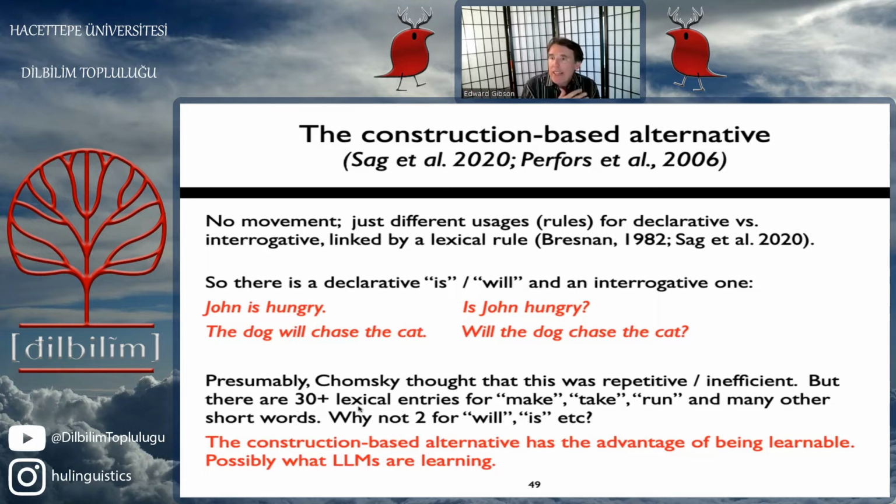In English, every language has many representations for very frequent words. They have different meanings and they're used in different contexts. If you look up make in English, or take or something, these have like 30 entries in the dictionaries, which we all know. So what's the problem with having two is's or two wills? I don't know exactly what the problem is.